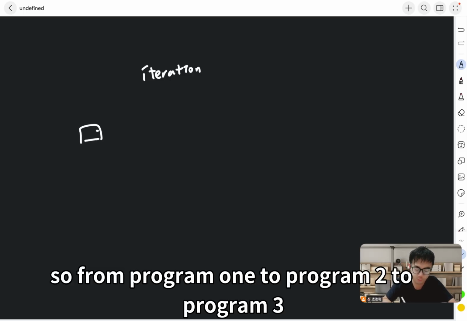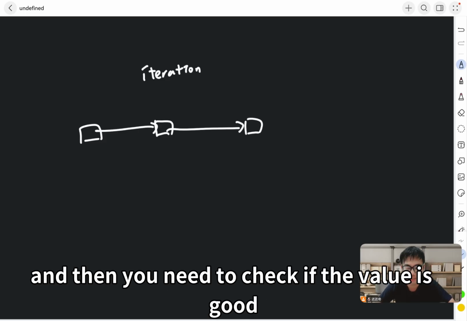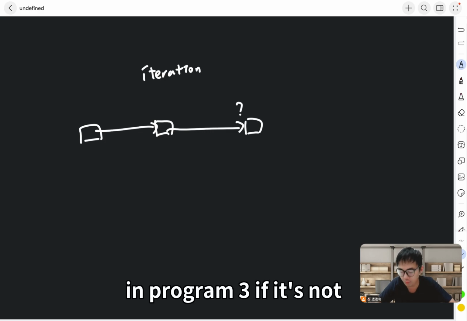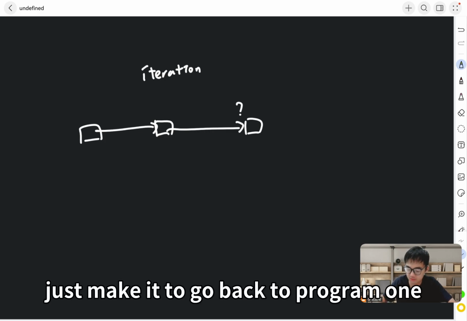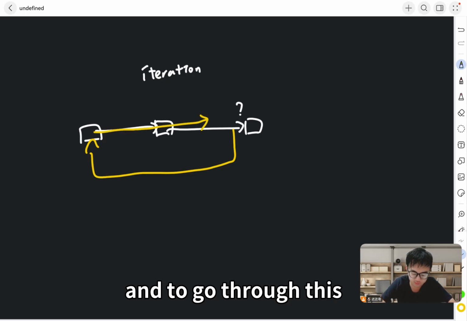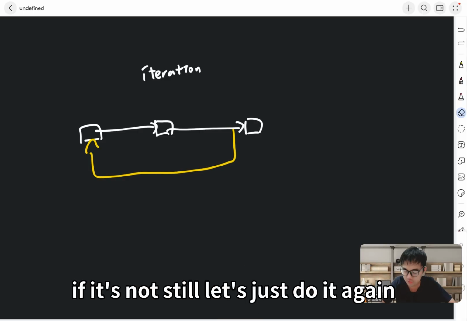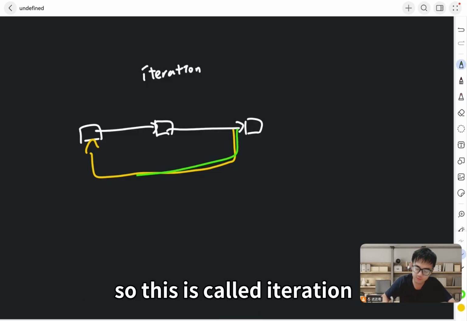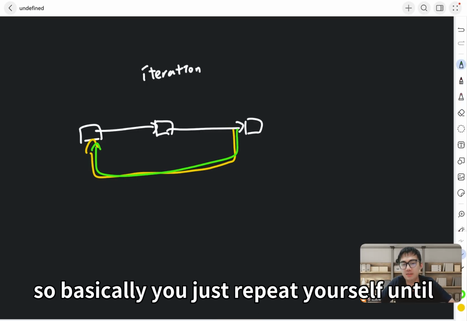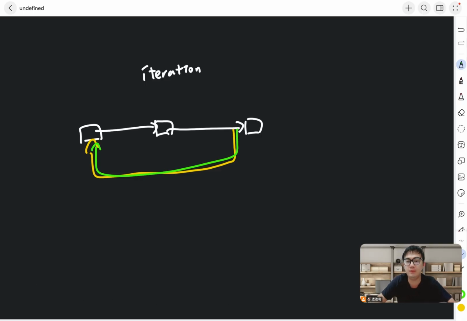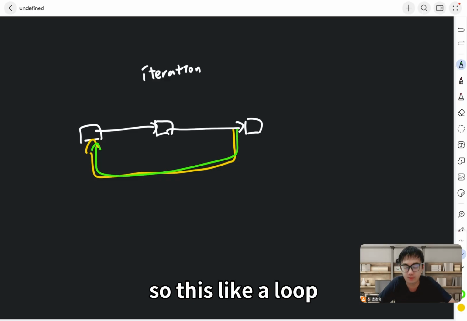From program 1 to program 2 to program 3, and then you need to check if the value is good in program 3. If it's not, you make it go back to program 1 and go through this channel again, and then check if it's good. If it's not, let's just do it again. So this is called iteration. Basically you just repeat yourself until this satisfies your condition. So it is like a loop.